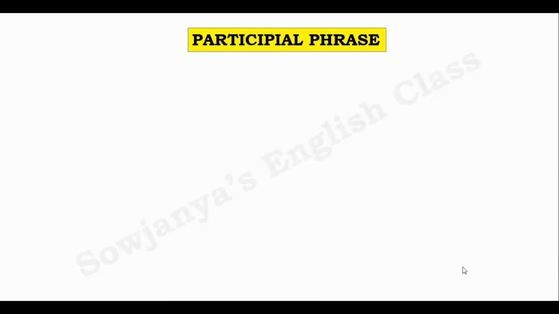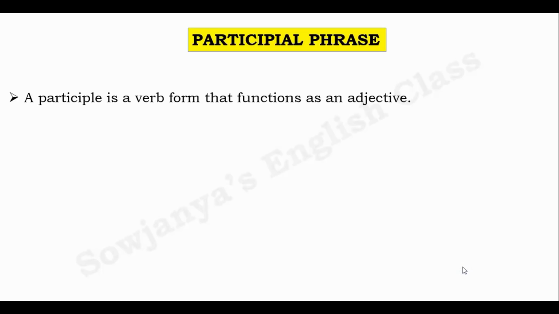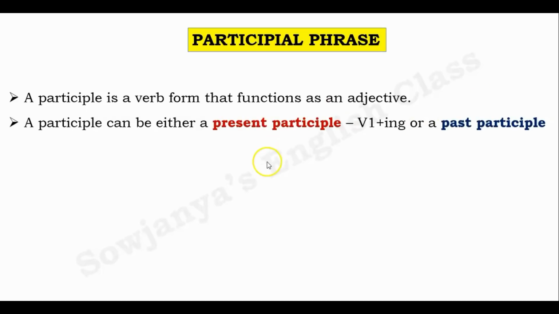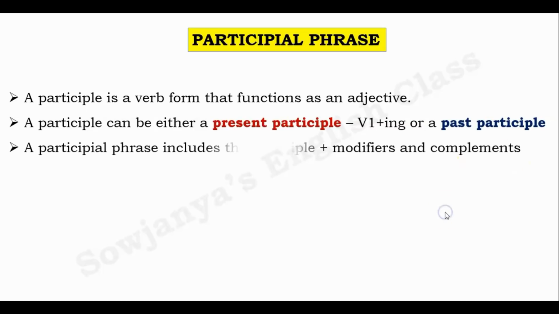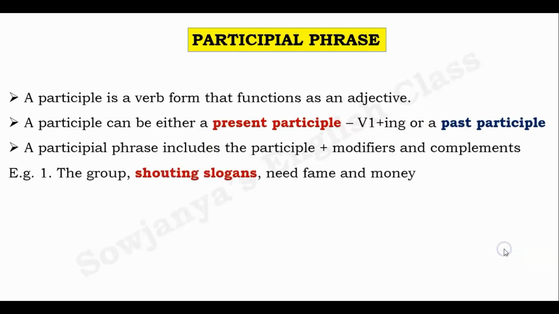And then comes our participial phrase. You know, participles are present participle and past participle, so keep that in mind. A participle is a verb form that functions as an adjective. Both present participle and past participle act as adjectives. A participle can be either a present participle, that is V1 plus ing, or a past participle, that is V3. A participle phrase includes the participle plus modifiers and complements if any.